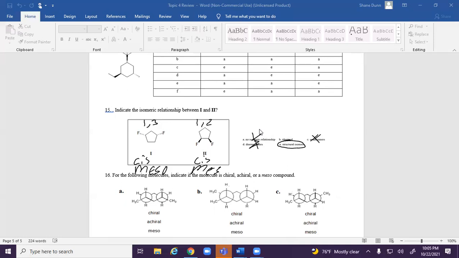The only reason I know they're both meso is because I did those examples above. It's only one of the examples above. But because they're meso, they could be diastereomers, but they are not, because they would be exact opposites of each other. But they're not enantiomers, because meso compounds do not have enantiomer versions of themselves.